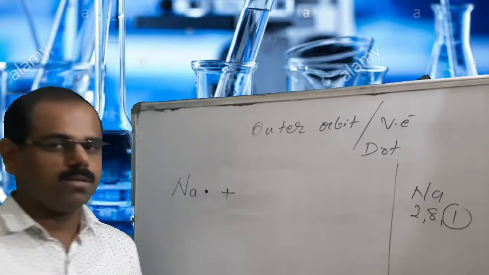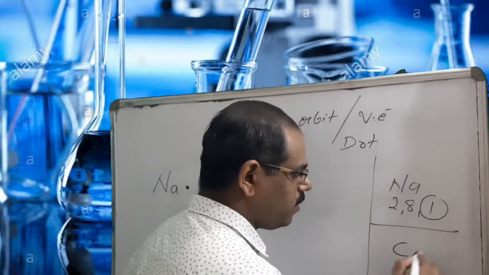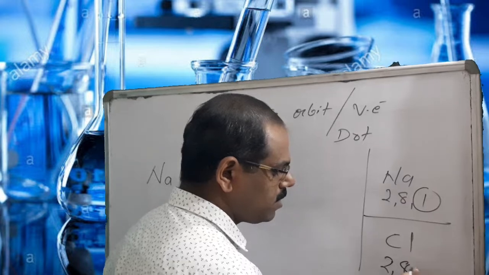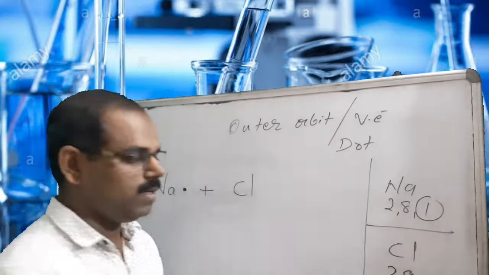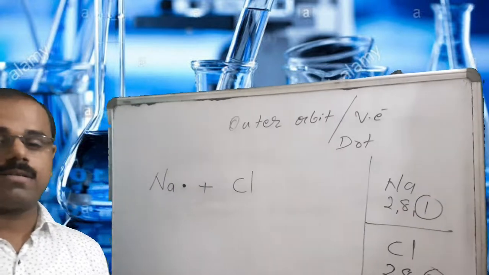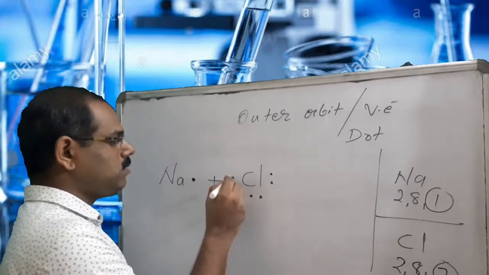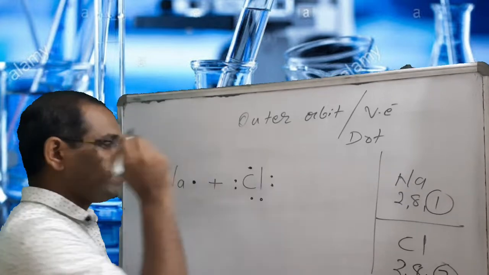Plus, it combines with whom? It combines with chlorine, sodium chloride. So what is the electronic configuration of chlorine? 2, 8, 7. So what do we represent? We take only the 7. So how do we write? We write normally the electrons as pairs: 2 electrons, 2 electrons, 2 electrons and 1 electron.